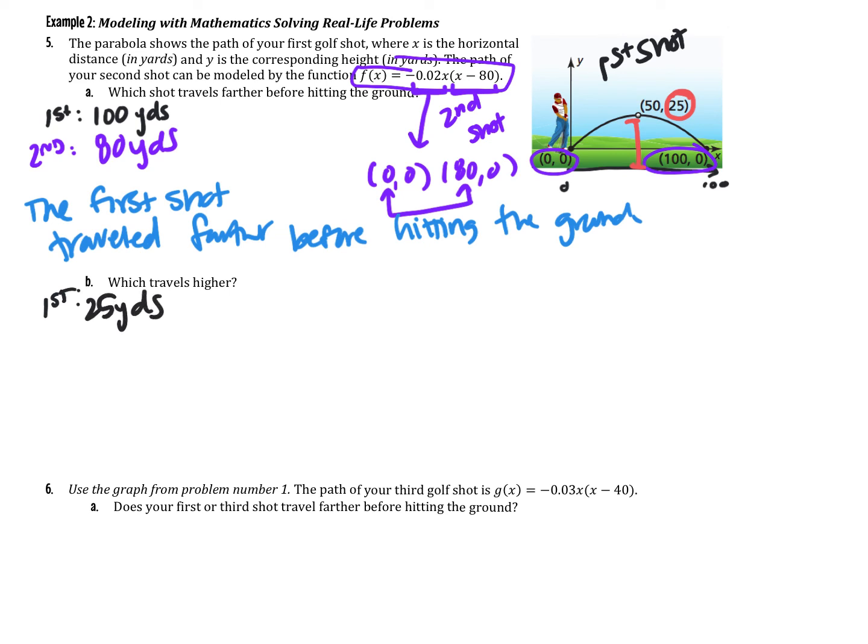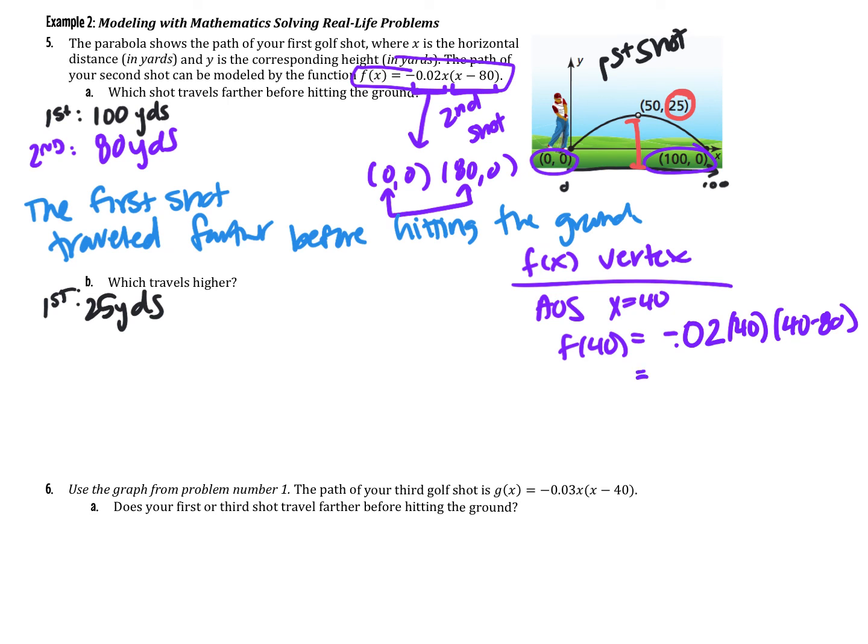The one thing that we don't love about intercept form is that we can't identify what our vertex is right away. So in order to find the vertex, we need to first find the axis of symmetry. The axis of symmetry is exactly halfway between our two x-intercepts. So exactly halfway between 0 and 80 is going to be 40 yards. Then we just need to plug in 40 to figure out what that y value of the vertex is.